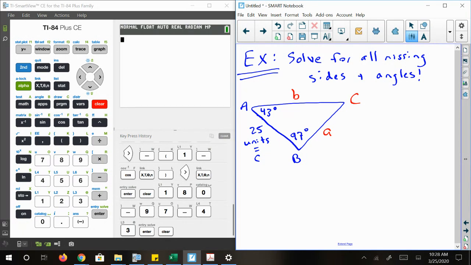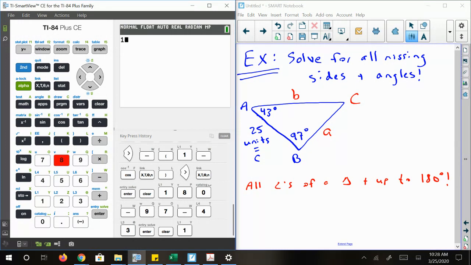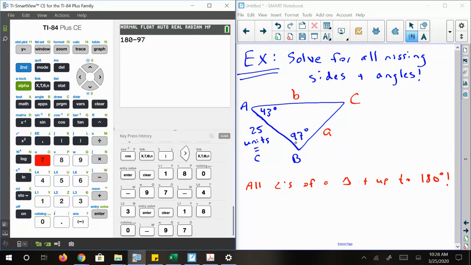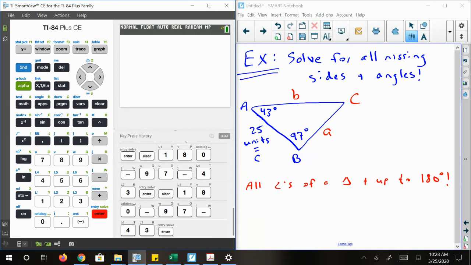Now I do know two of these angles already, and as long as I know two angles, I can always figure out the third, because all angles of a triangle add up to 180 degrees. Okay, we know that from basic geometry. So if I want to find this angle here, I'm going to do 180 minus 97 minus 43. And when I'm done, I know this angle right here has to be 40 degrees. Okay. All right, next up, now I can start solving for the missing sides of this triangle.